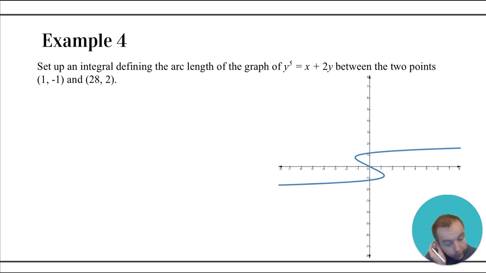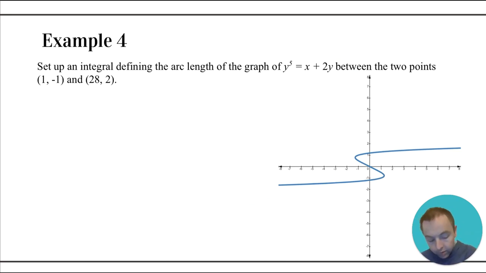And then just another quick one right here: we're asked to set up an integral that defines the arc length of the graph y to the fifth equals x plus 2y between the two points (1, -1) and (28, 2). So there are a couple of ways that we could do this. We could do it either in terms of x or in terms of y.